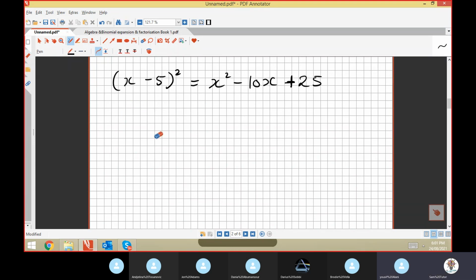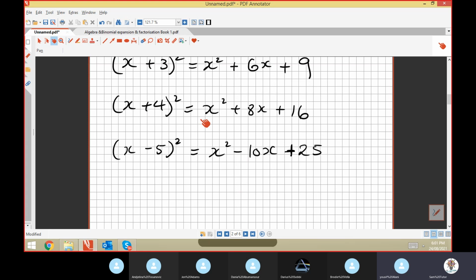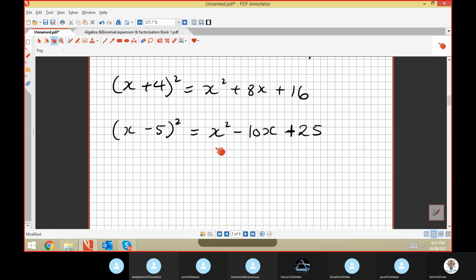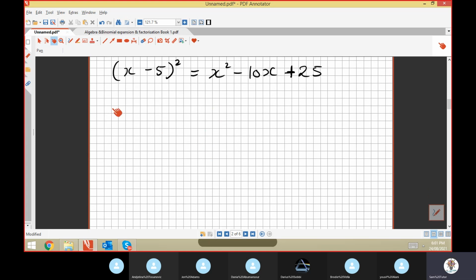So I was just about to say the trick to it is your first and your last must always be positive. The middle just follows whatever this is. If that's negative, that's negative. If it's positive, it's positive. But your first and last must always be positive because you're squaring them. Okay, cool. Next.